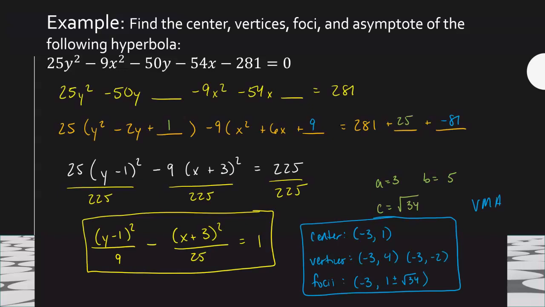All right, let's see how you did. If you want to pause this and follow my work, you should have gotten y minus 1 quantity squared over 9 minus x plus 3 quantity squared over 25 equals 1. Now, if you didn't take the time to find the center, vertices, foci, I didn't have space for finding the asymptotes, so if you didn't do that, that's fine. But if you need to go back and review how to do that, it might be good to look at. So that's it.